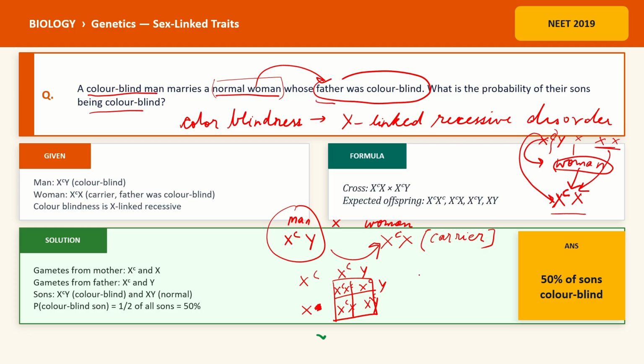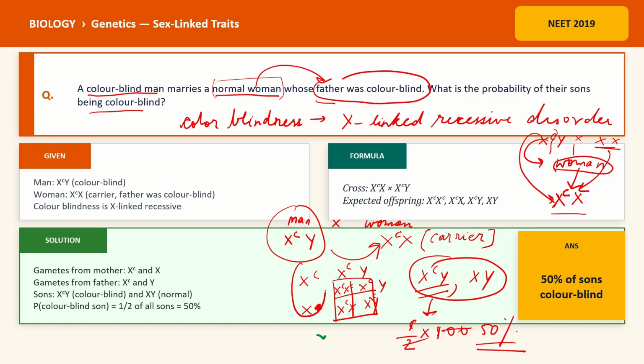So here we can see that they have two sons which have the genotype as this. Now, for sure, 50% of the sons will be colorblind here. Right, 1 out of 2 sons is colorblind, and when we take the percentage, it comes as 50%. So here we have written down the genotype of the carrier woman, and here it is the colorblind man. And when we make the Punnett cross, it is coming like this. So this is how this question needs to be approached. Now let's move to the next question.